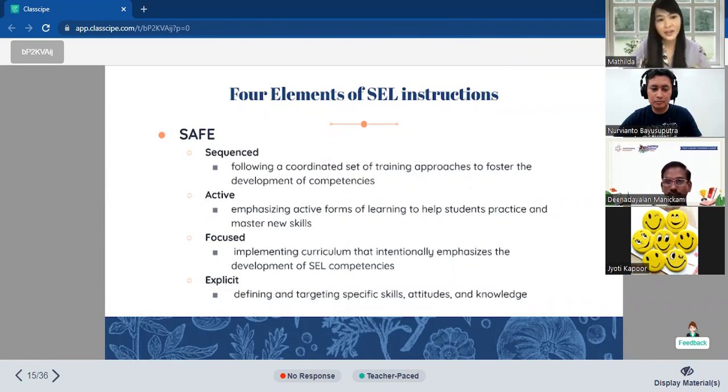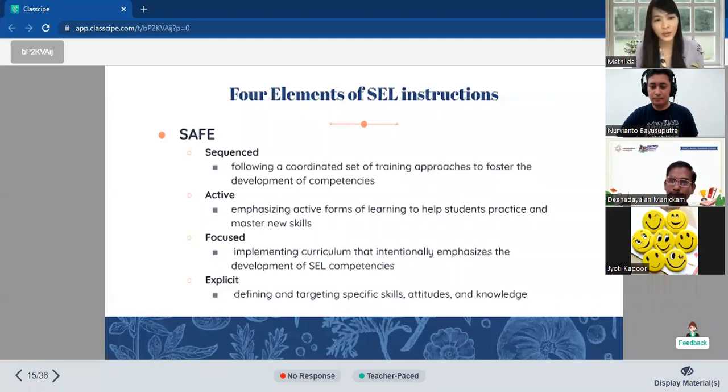Okay, and then the second principle of teaching SEL is active. It means that we try our best to provide our students with the time to practice the skill. It can be during a standalone activity or during our subject lesson time. We must give them the time to practice the skill as well. It can be through our lesson activity, but we need to mention which SEL skill we are about to practice.